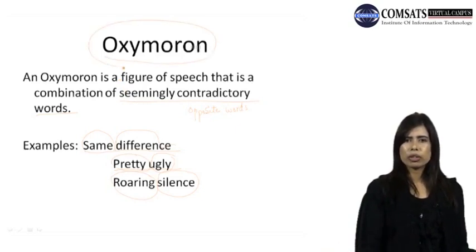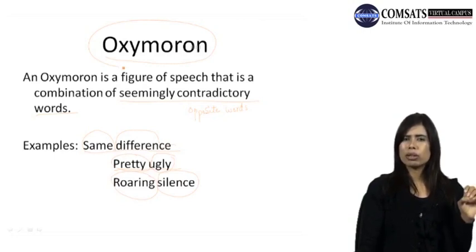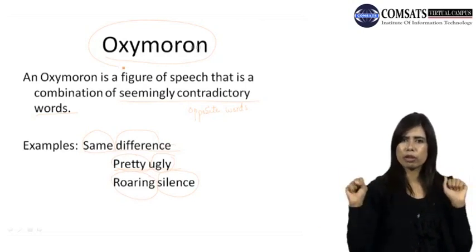When you combine two contradictory ideas or words together, that is known as oxymoron, and usually we use these kinds of expressions in poetry. Okay, so in order to make something prominent.